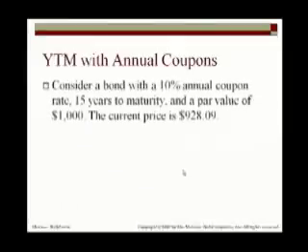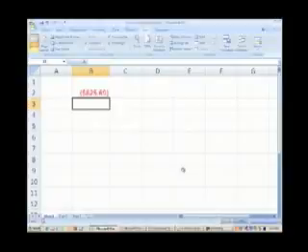Here's a bond with a 10% annual coupon rate, 15 years to maturity, a par value of $1,000, and the current price is $928.09. So what I want to do is find a rate that makes the present value of the coupon payments plus the future value equal to $928.09. So let me go back to our spreadsheet, and I'm going to use the rate function.